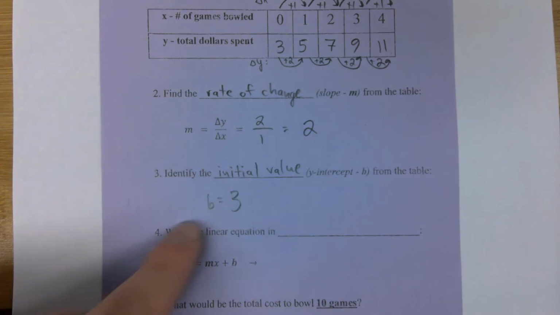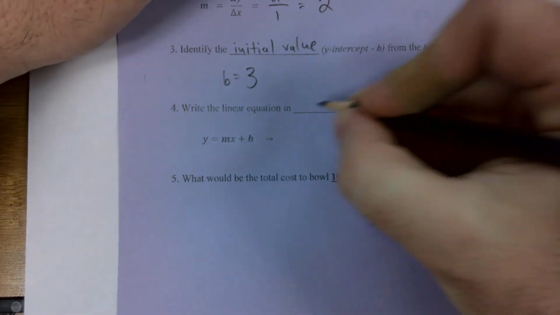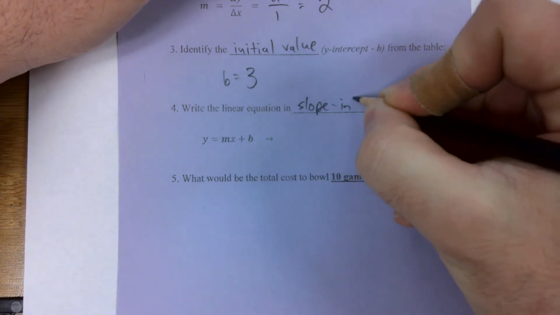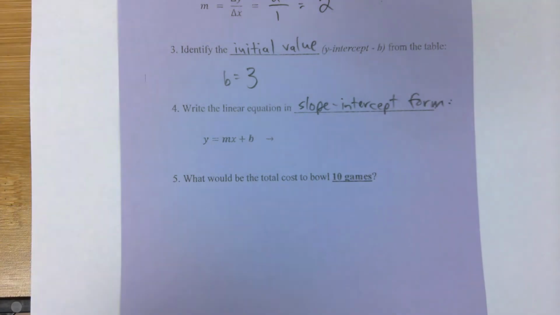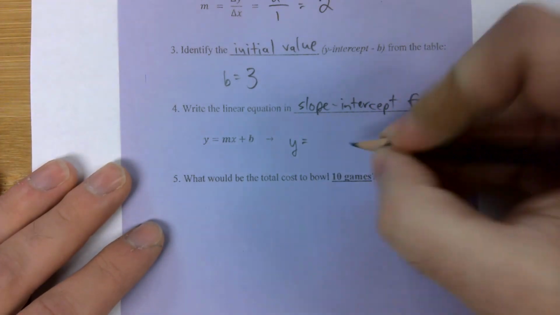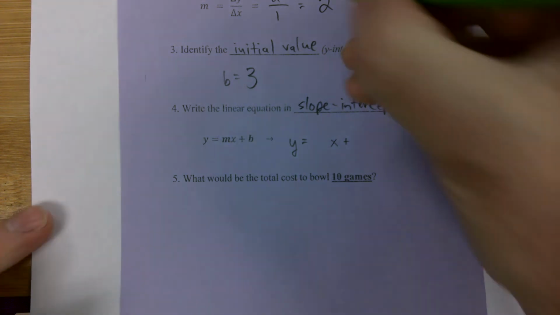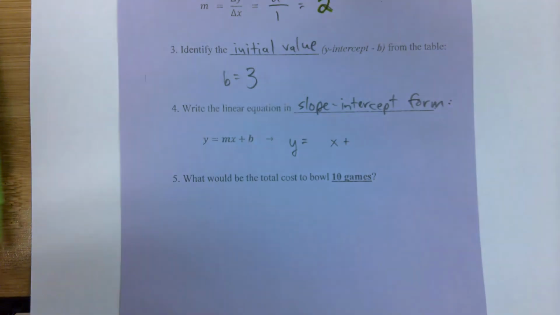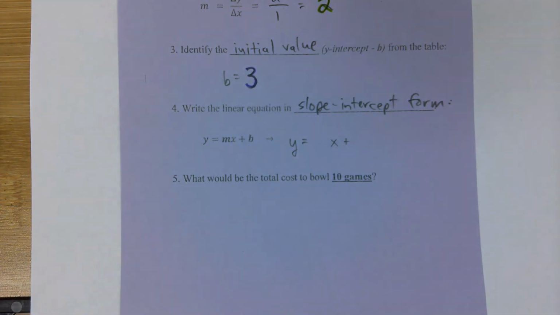We found our m, we found our b. Let's write our linear equation in slope-intercept form. Slope-intercept form. And that's just y equals mx plus b, right? So again, we found that our m was 2, our b was 3. So what's our equation going to look like? Who can write this equation for me?